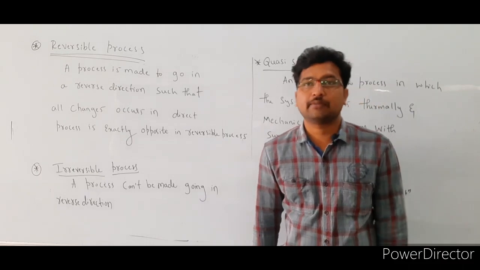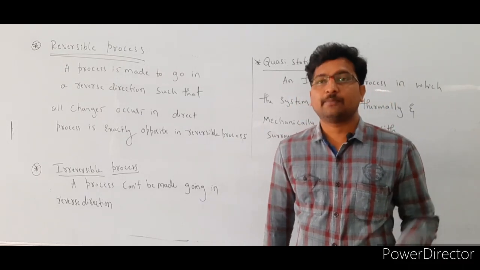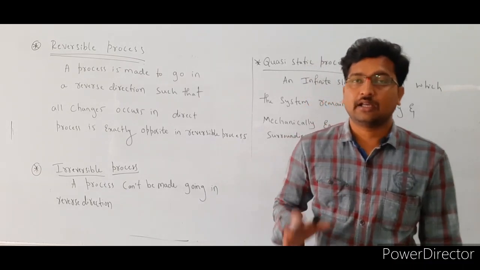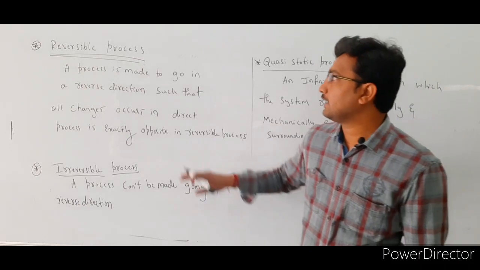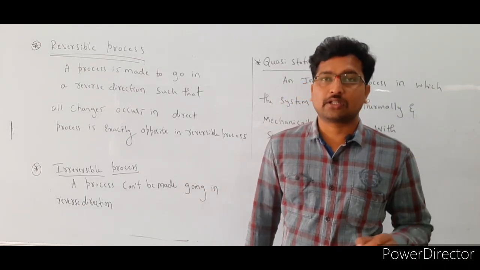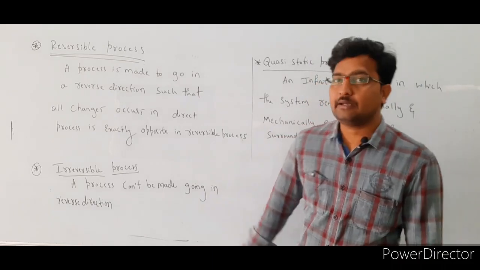So this is known as the reversible process. A process is made to go in reverse direction such that all the changes in the direct process are exactly reversed in the reversible process. An example for a reversible process is the slow expansion or compression of an ideal gas.